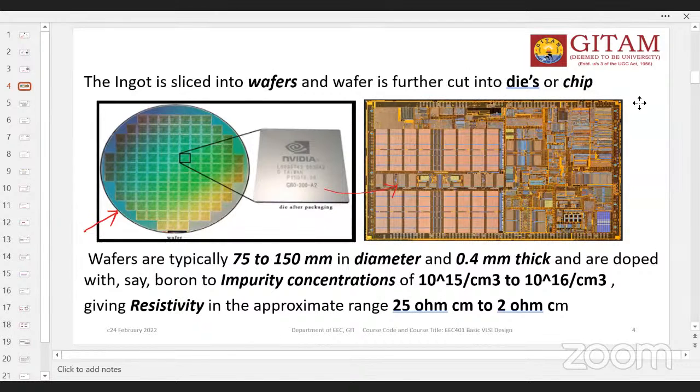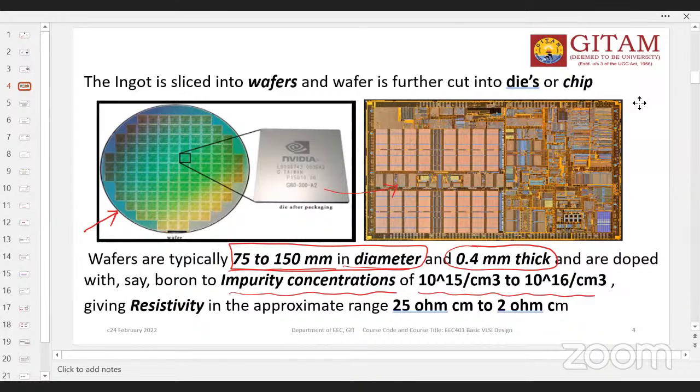As you can see here, the wafers are typically 75 to 150 millimeter in diameter. Inches versus millimeters, so we can consider this. A 0.4 mm thickness we normally consider. And the boron impurity concentration is something like 10 to the power of plus 15 per centimeter cube. So these many dopant atoms we have to diffuse into the semiconductor in order to make either N-type or P-type semiconductor.